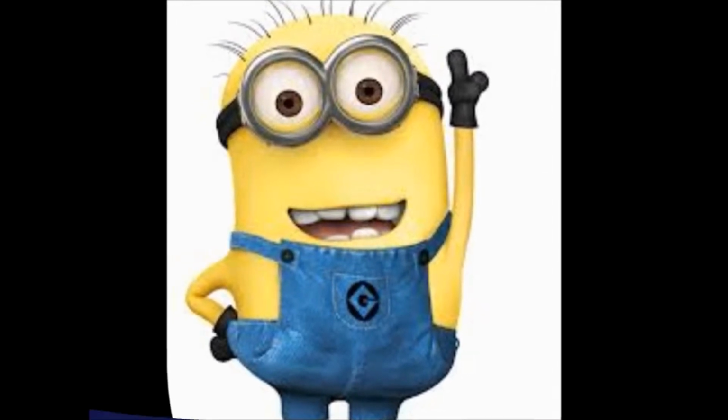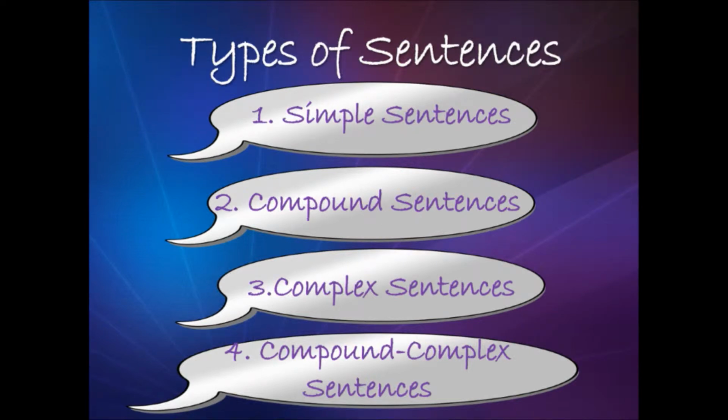Now that we have established the difference between an independent clause and a dependent clause, let's go ahead and take a look at the types of sentences. There are 4 types of sentences. Number 1, simple sentences. Number 2, compound sentences. Number 3, complex sentences, and finally number 4, compound complex sentences.